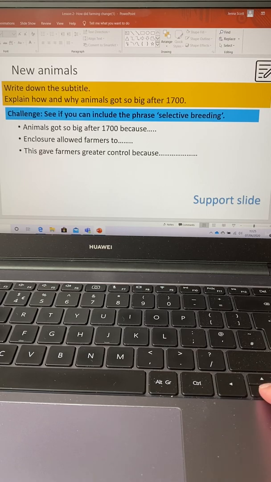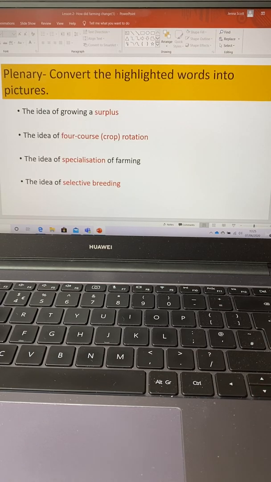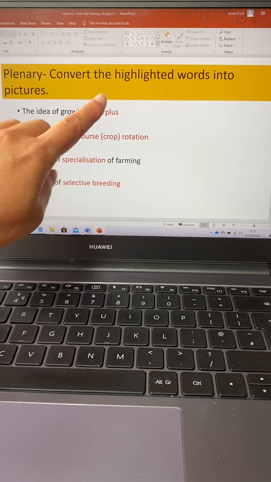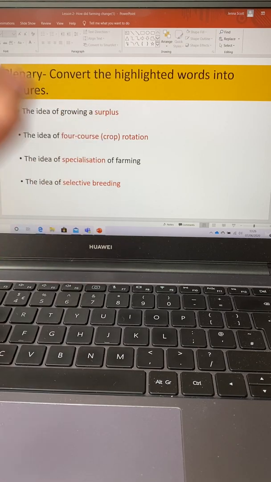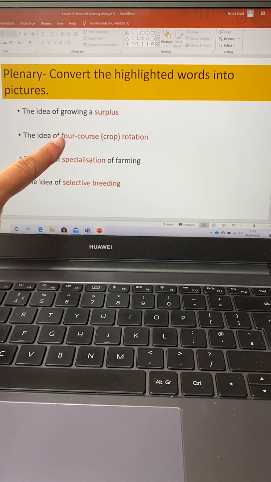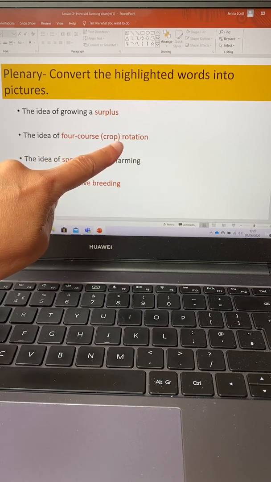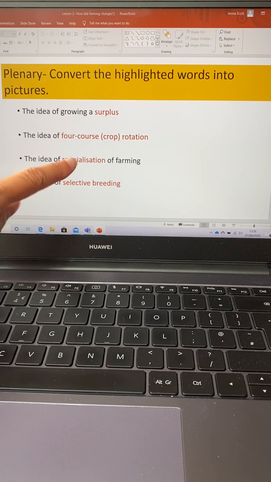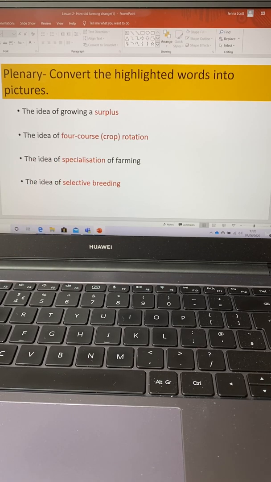And then the last bit of the lesson, convert the highlighted words into pictures. So the idea of growing a surplus, you then need to convert that word surplus into a picture. The idea of four-course crop rotation, turn the red bit into a picture. Specialisation and selective breeding.